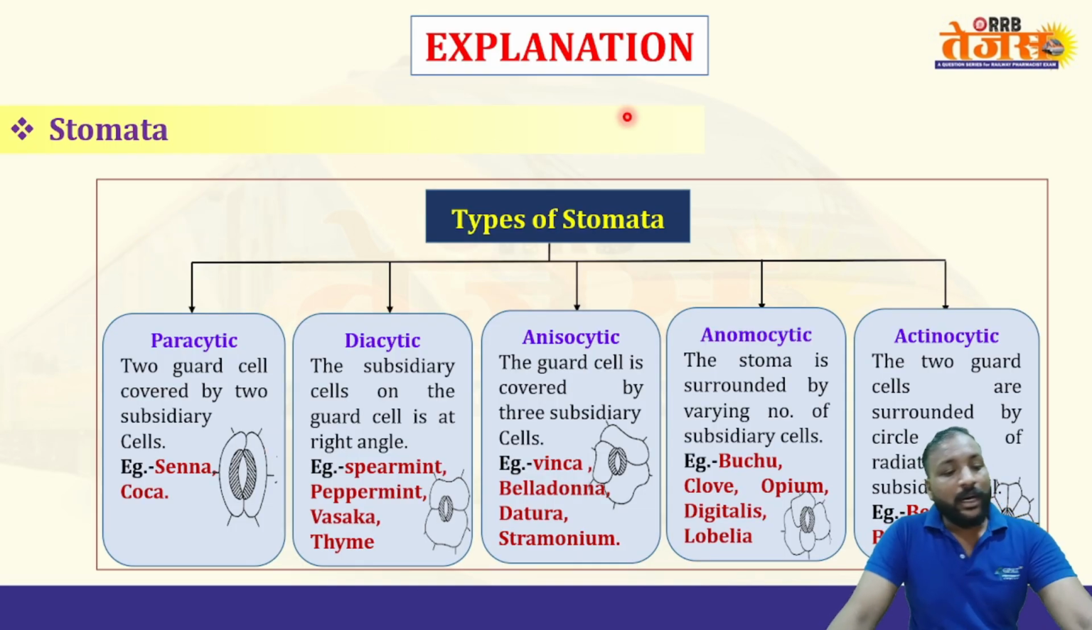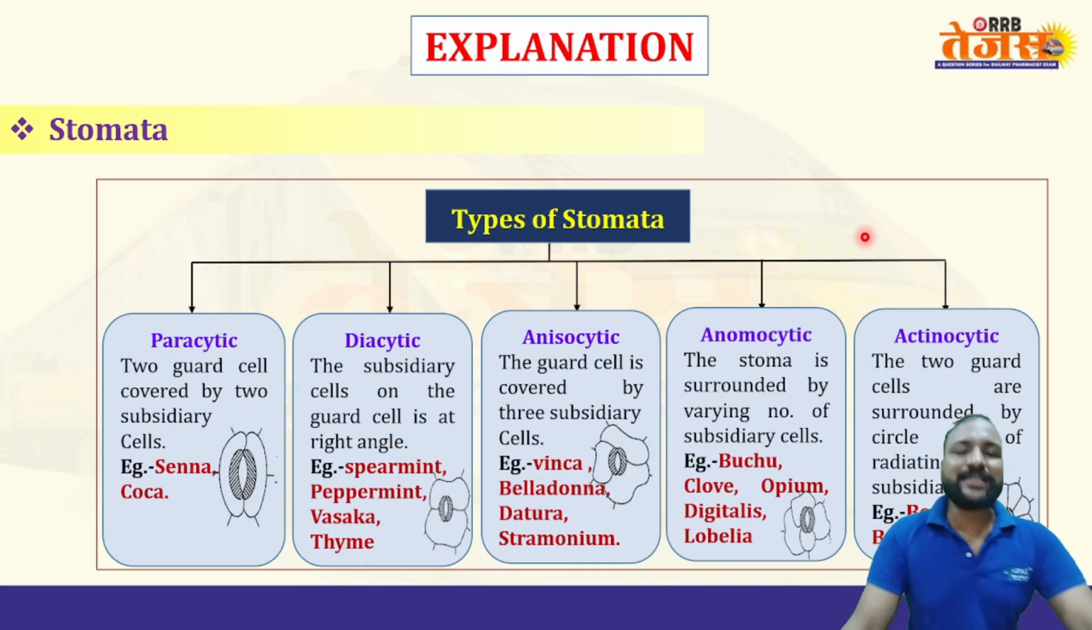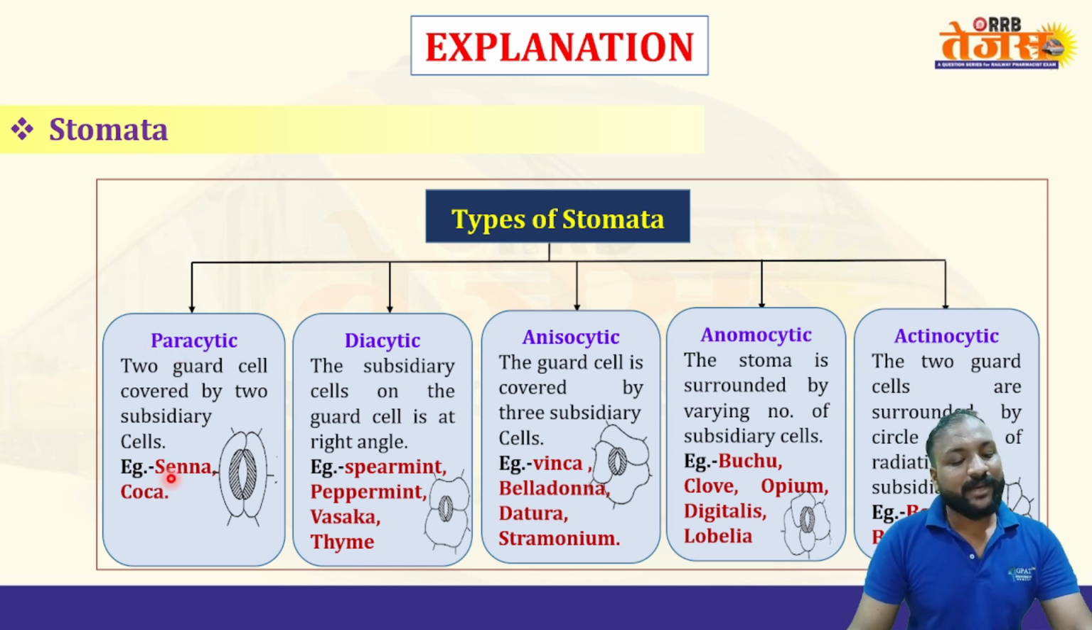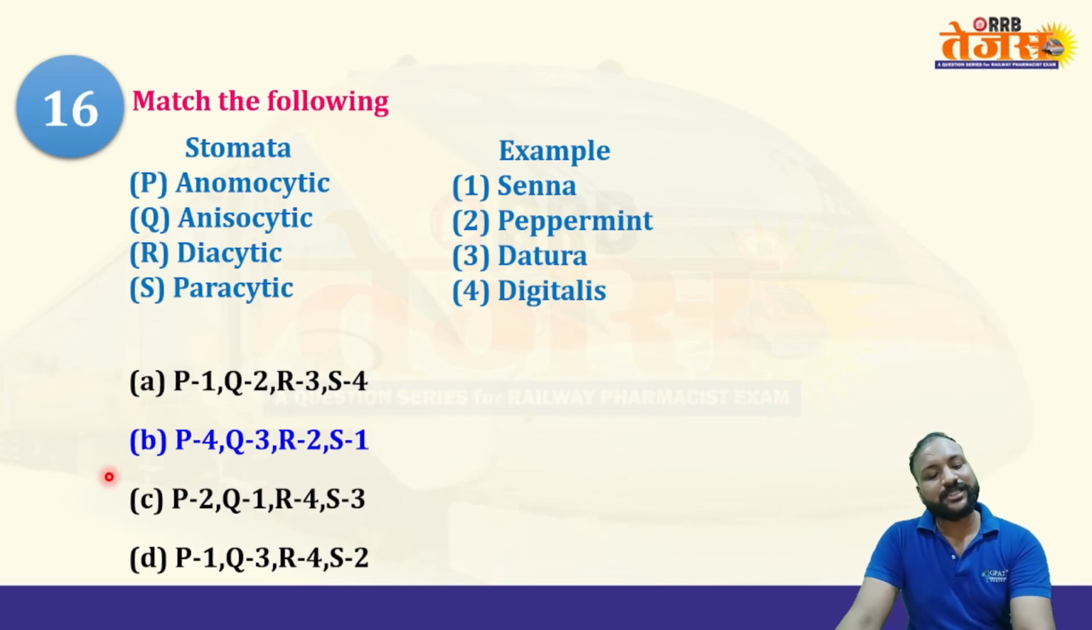So these are types of stomata. In types of stomata, we have five types: paracytic, diacytic, anomocytic, anisocytic, and actinocytic. For the paracytic, we have senna as an example. For the reason, paracytic is senna, and diacytic, peppermint. For anisocytic, datura. For anomocytic, we have digitalis. So that's the reason the option is B.